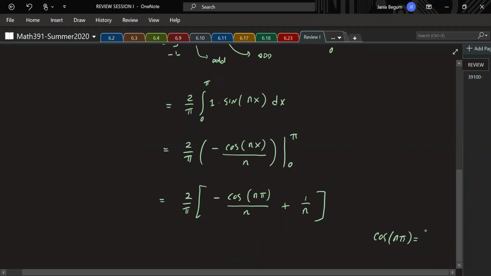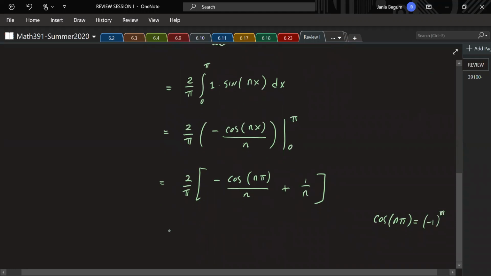What's cosine of n pi, guys? Negative 1 to the n. Right, so that we simplified it before, so we can use that here. So if I plug that in, I have 2 over pi, and I'm also going to pull out 1 over n. Then replace cosine n pi with negative 1 to the n. So we have 1 minus negative 1 to the n.